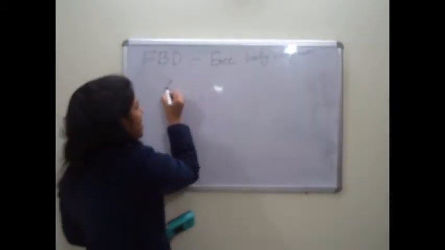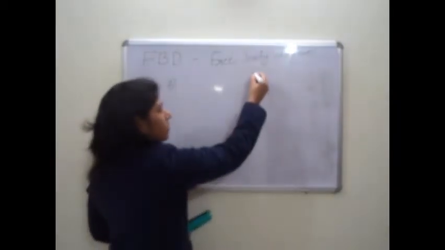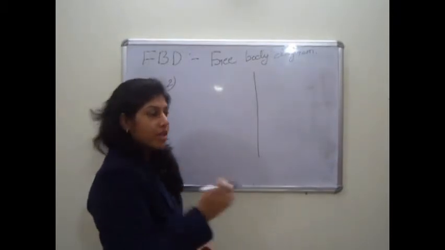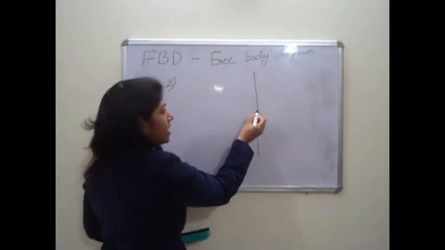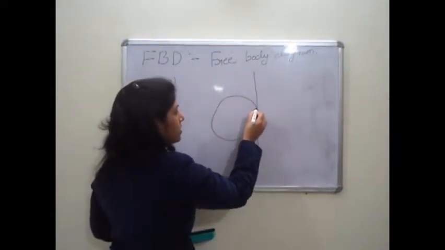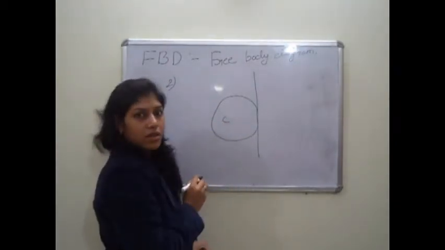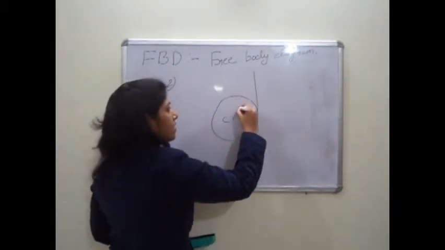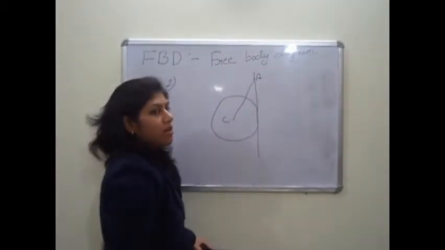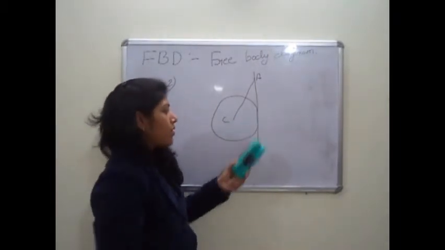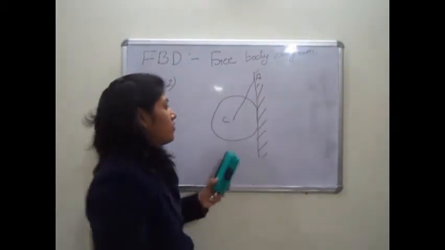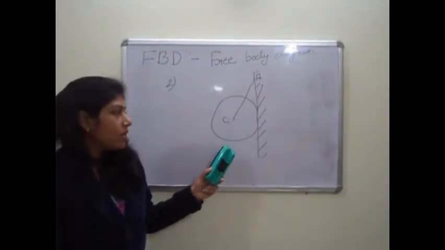Second example: I am taking a roller which is hanged by a string, and that string is fixed at point A on the vertical wall. The roller is also supported by the vertical wall. This is another example, and we have to make a free body diagram for this particular system.